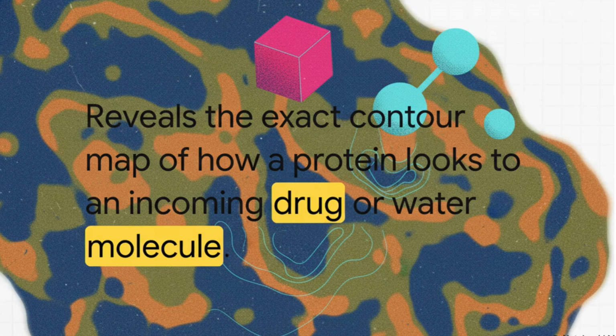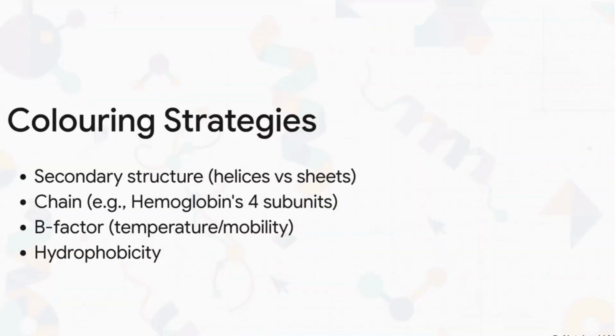This is literally exactly what an incoming drug or a water molecule sees as it approaches. It highlights all those deep crevices, the exterior pockets, and the exposed side chains that are absolutely vital for chemical binding. So the crucial point is that to truly read a structure, we have to map physical data using color.